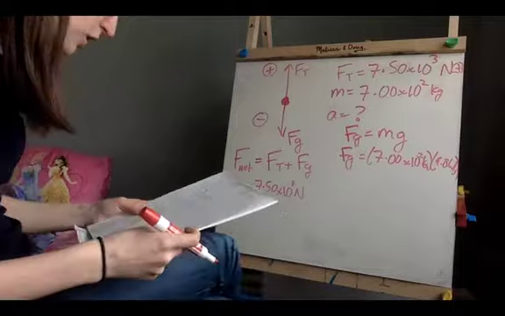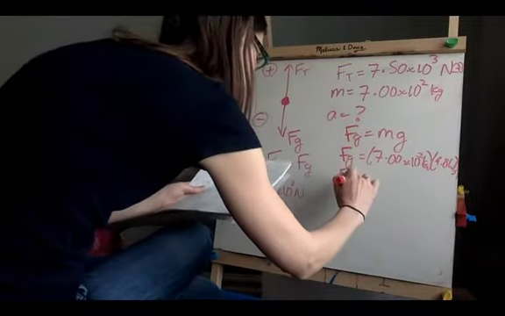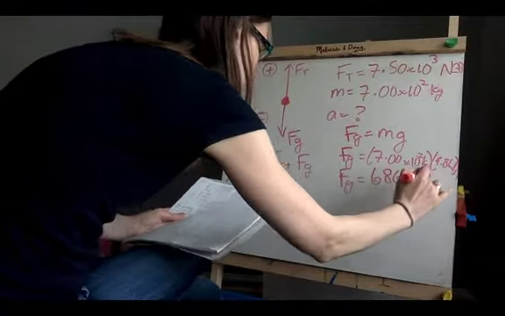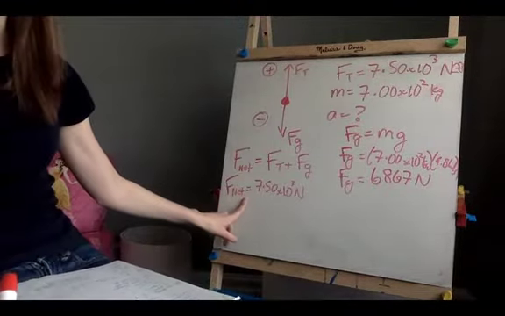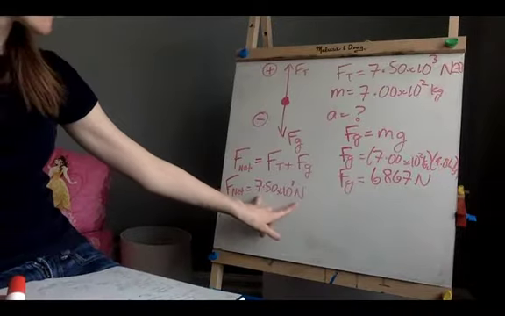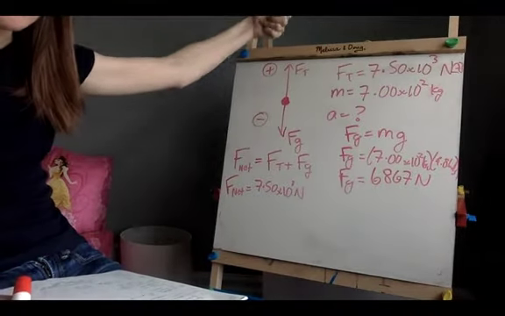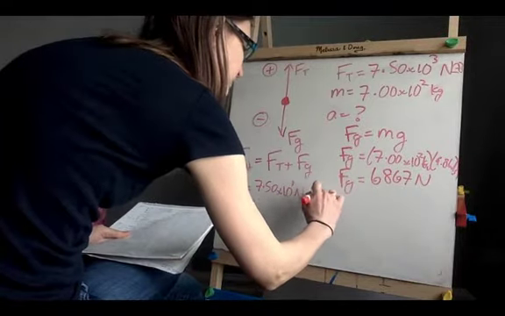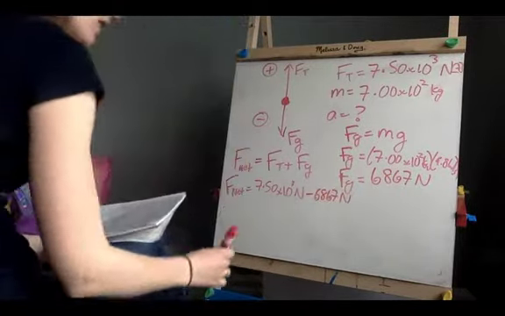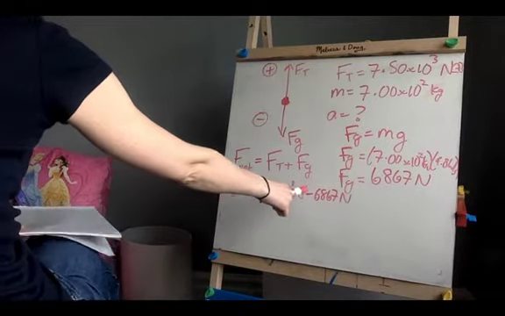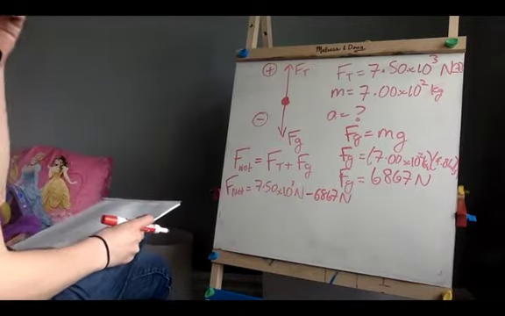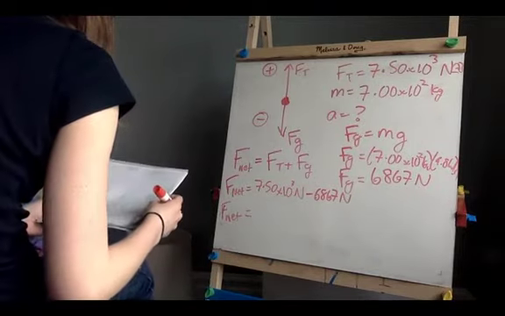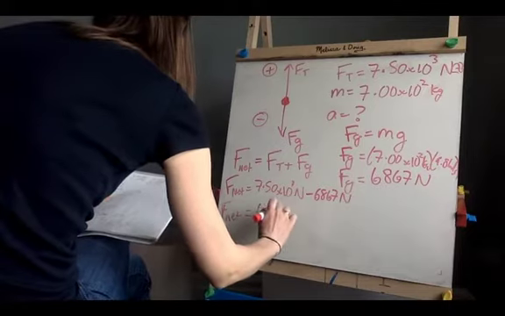Okay? When we do that, we get a value of 6,867 newtons. So going back to our net force acting on this object, we have our force of tension pulling up on the object, our force of gravity pulling down on the object, so we would need to subtract that. I take my 7.50 times 10 cubed newtons, subtract my 6,867 newtons, to get that my net force acting on this object is 633 newtons.